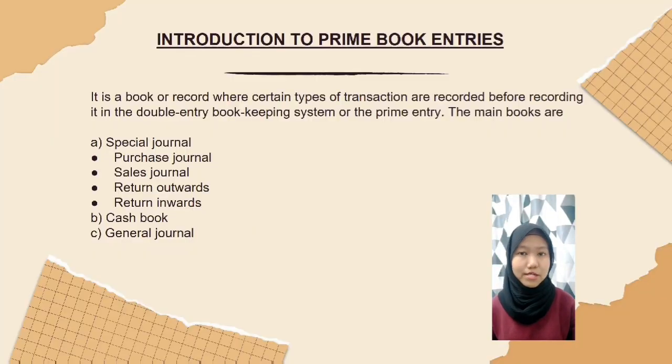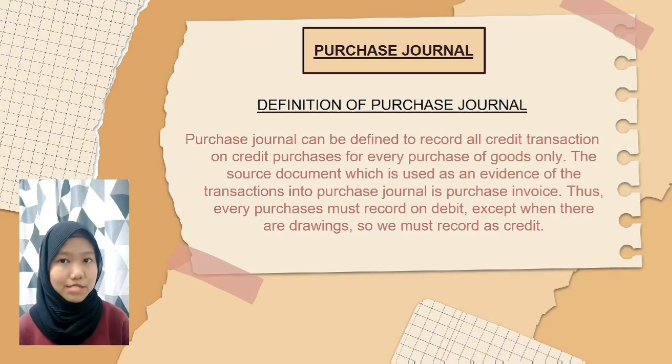First of all, let me explain what is prime book entries. Prime book entries is a book or record where certain types of transactions are recorded before recording in the double entry bookkeeping system, or the prime entry. The main books include purchase journal, sales journal, returns inwards, returns outwards journal, cash book and general journal. Next, I will continue with my next part, which is purchase journal.